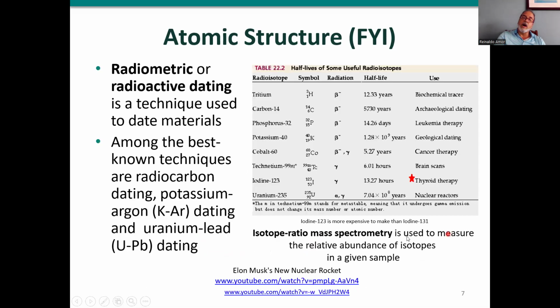Okay. So here again, for your information only, you can see that radioisotopes can be used for radioactive dating, which is a technique used to date materials. And we can see tritium, which is hydrogen-3. That emits beta radiation, and the half-life for that radioisotope to decay is about 12 years. Carbon-14 also emits beta radiation, and the half-life for carbon-14 is 5,730 years.